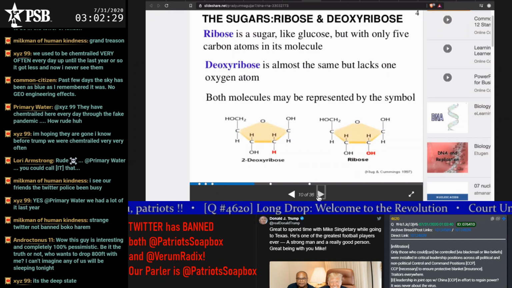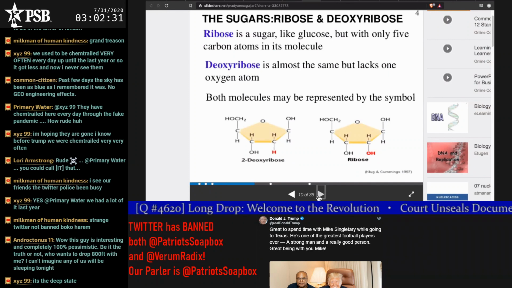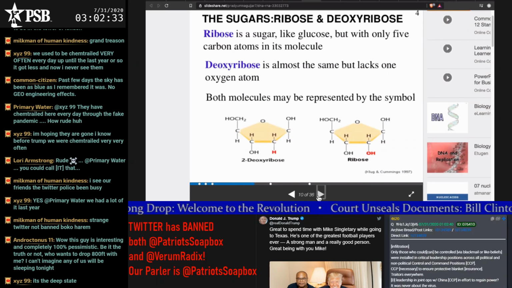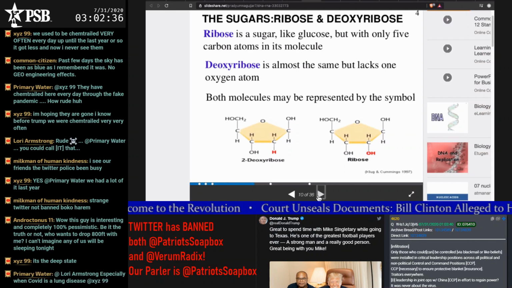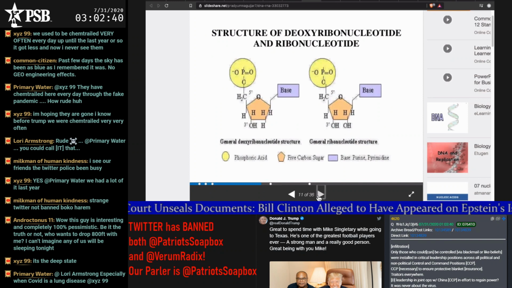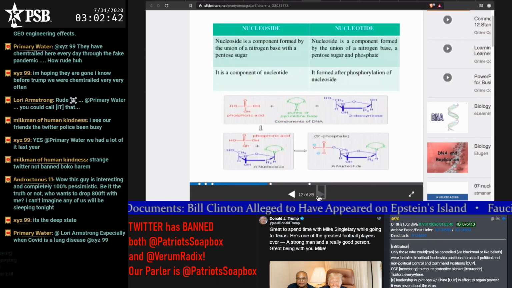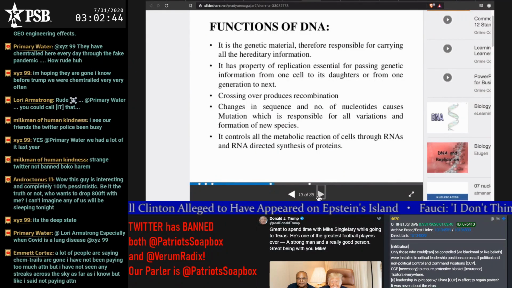Sugars, ribose and deoxyribose. Ribose has 5 carbon atoms. Deoxyribose is almost the same, but lacks 1 oxygen atom. We're going to keep going because a lot of this is outside of the scope. The functions of DNA.